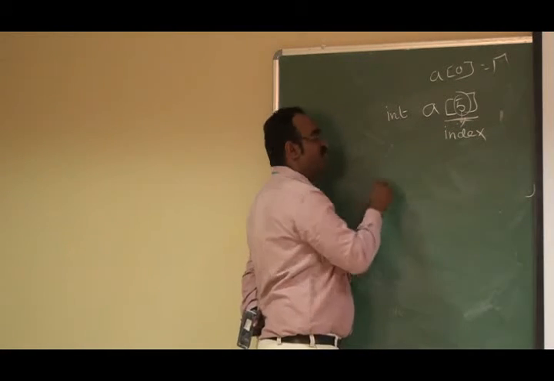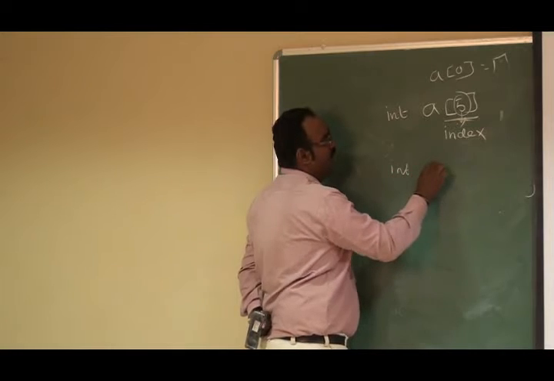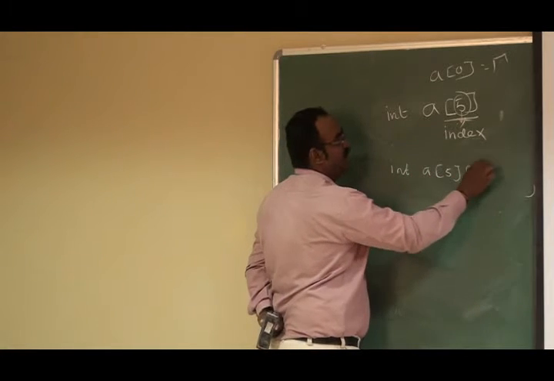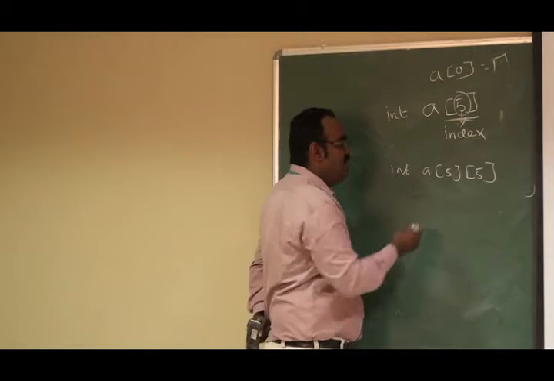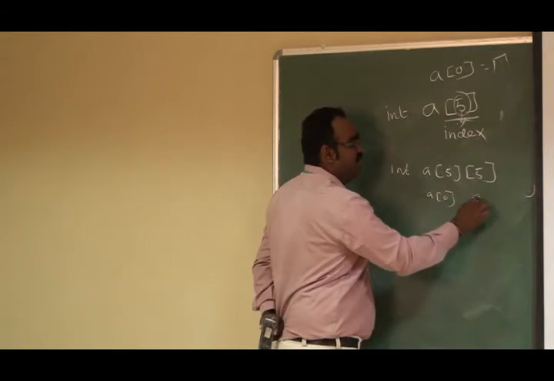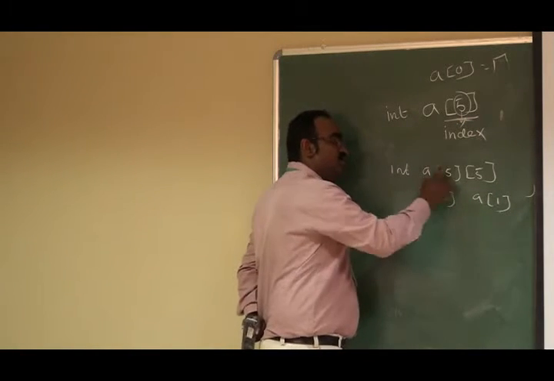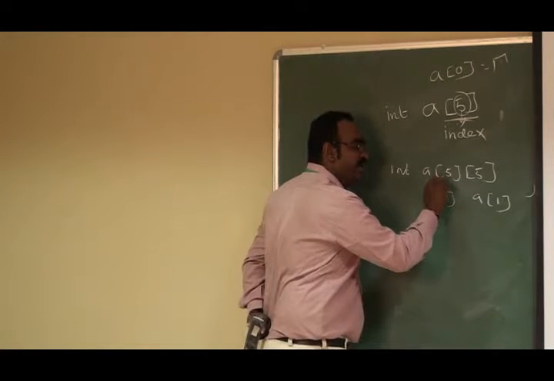Multi-dimensional means it's more than one dimension. A of 5 and A of 5 is a two-dimensional array. So this is A of 0 and it can be A of 1. So two different dimensions are used, two indexings are used here.